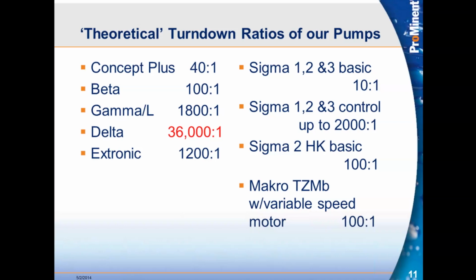The Concept Plus pump, only 40 to 1. Remember, we only have 4 selections for the speed, for the frequency. It's in 25% increments. The Beta pump is a little bit better. We have 10% increments on the Beta pump. The Gamma L, you can turn it down 1 stroke per minute at a time. 180 is the maximum.